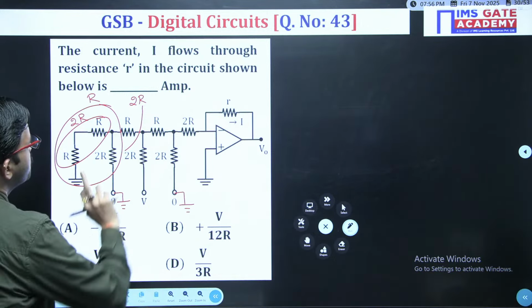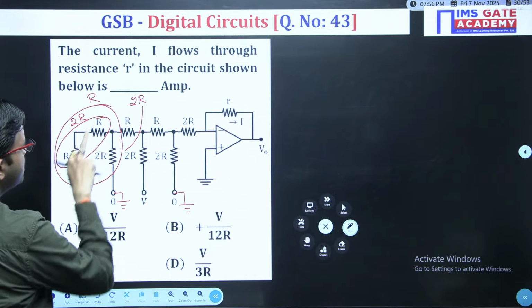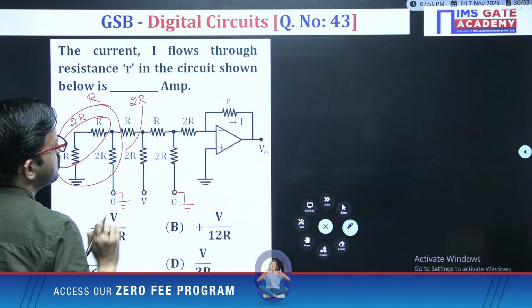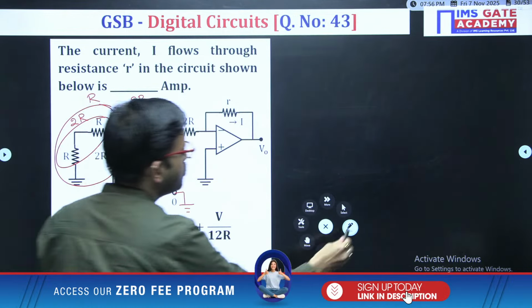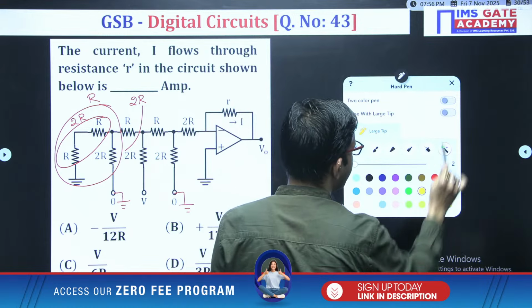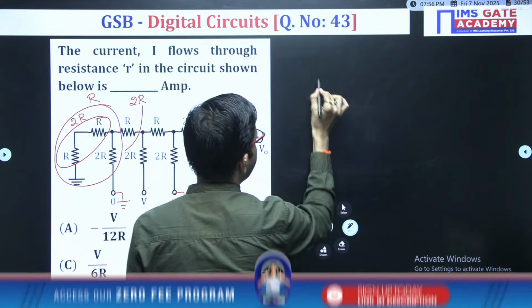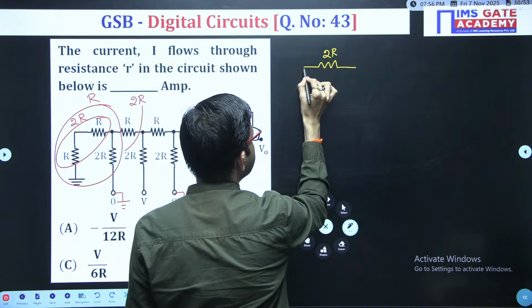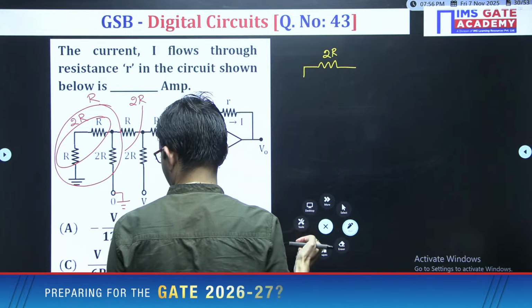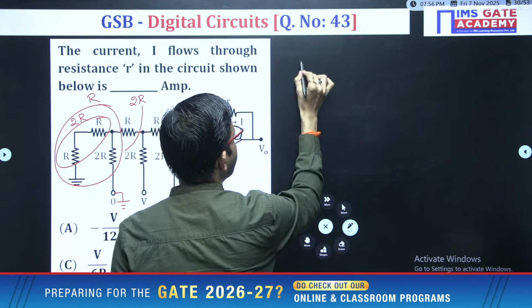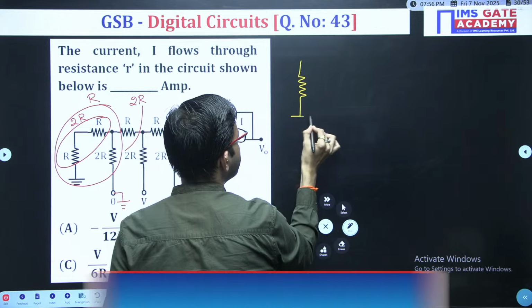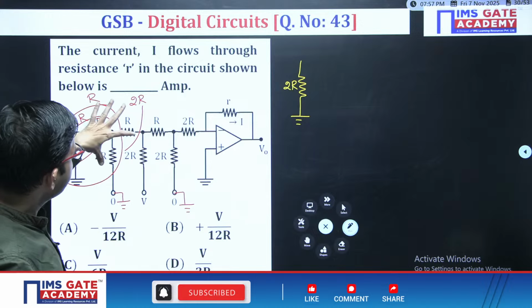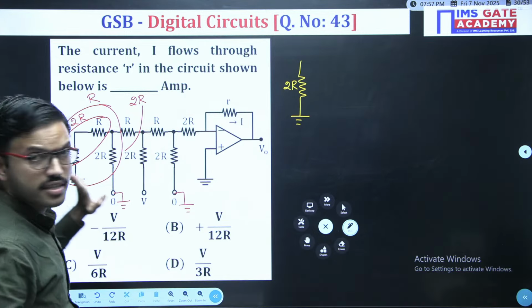Great. So here as of now we got 2R in parallel with 2R, that means R in series, so you got 2R as of now. Now whatever you got till now, I am just drawing part of the circuit. Like here you are having 2R, and that 2R is connected to ground. Whatever this 2R was present between this point and ground.